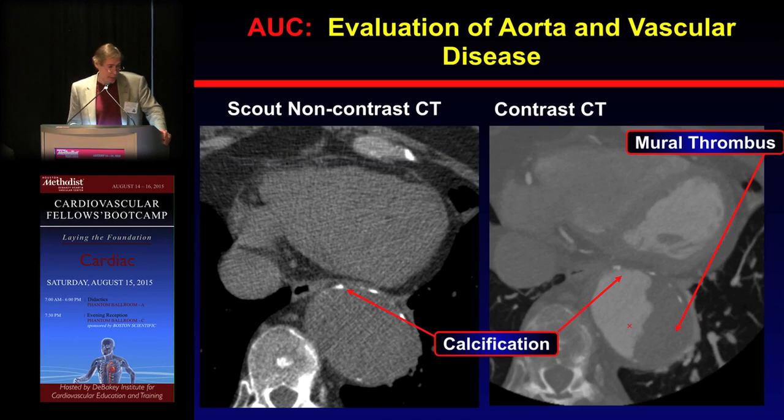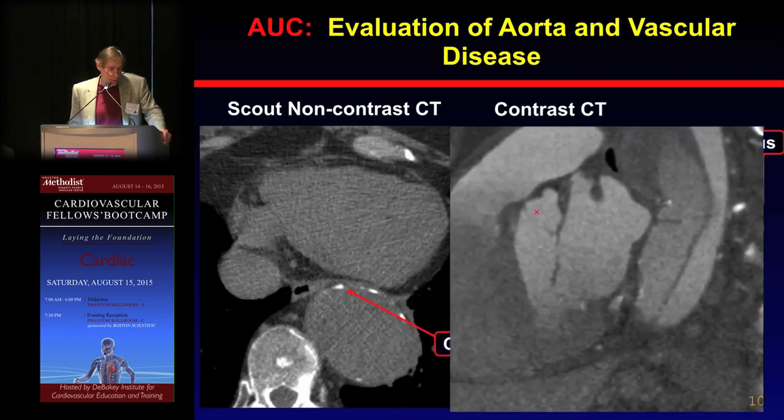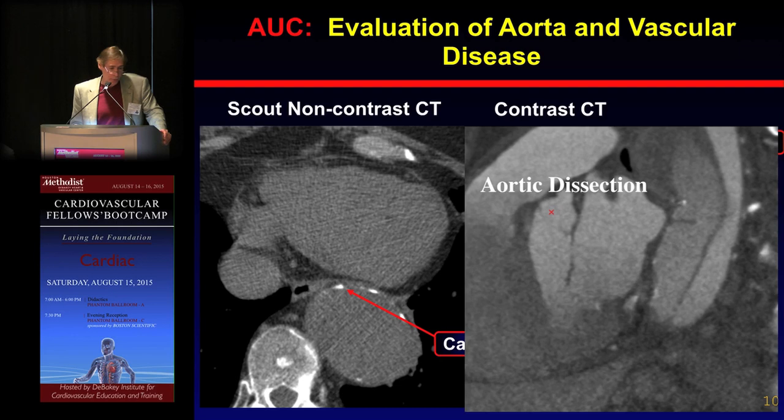This is a patient on a non-contrast study who had this large descending thoracic aorta. When we gave him contrast, you can see that this is the contrast in the lumen. This is a large mural thrombus. So we can pick up aneurysms very nicely with CT. And we can also pick up other things, such as aortic dissection. And we can look at dissection.